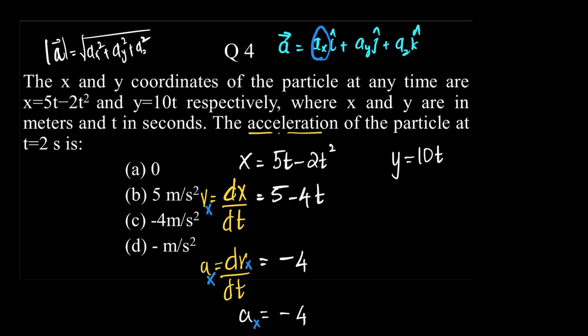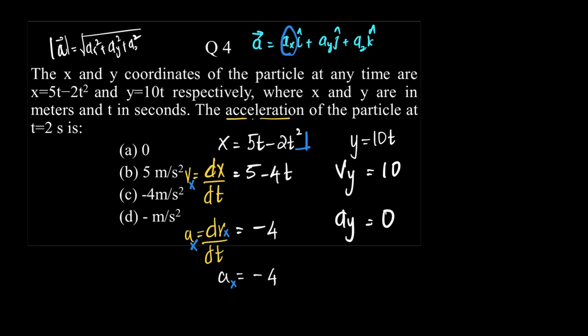Now I think you're able to understand what this ax is. Now, we have solved so far only the x component. What also is given is y is equal to 10t. And what would that be? vy is equal to 10 and ay would be equal to the derivative of 10, which is equal to 0, right? Which further means that I can write vector A as minus 4 i cap plus 0 j. Well, in this case, there is no need to write the three-dimensional component because only x and y are given.